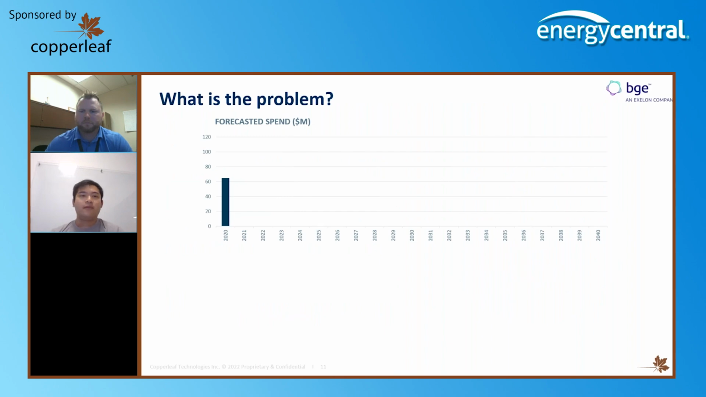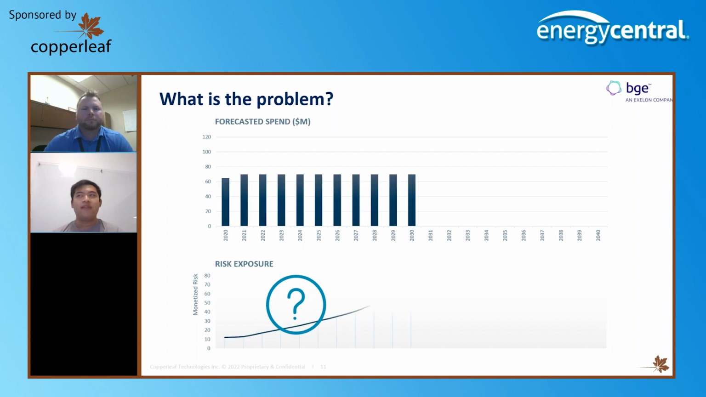Taking a look back at the problem, we have our forecasted spend for our current fiscal year. What is our risk exposure and how does that change over time? If we keep the same level of spend over the next couple of years, we can see maybe our risk exposure can just go up. Maybe it stays the same. Maybe we are doing enough work to reduce the risk. However, beyond our budget planning horizon, how will we know how that risk changes and what is the future spend that we'll need to maintain our asset base?